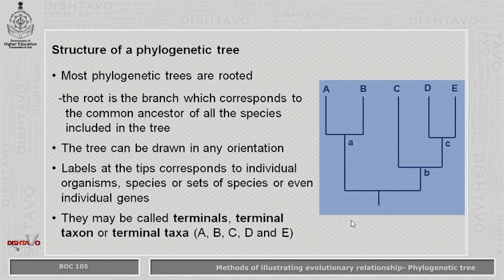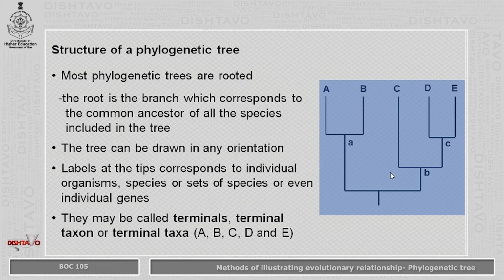Now we will see the structure of a phylogenetic tree. Most phylogenetic trees are rooted. The root is the branch which corresponds to the common ancestor of all the species included in the tree. So here you can see in this image the basal portion, this stem, or this is the root, which is the most common ancestor of all the descendants. The tree can be drawn in any orientation. It can be vertical, or it can be shown horizontally, or a little bit diagonally also.